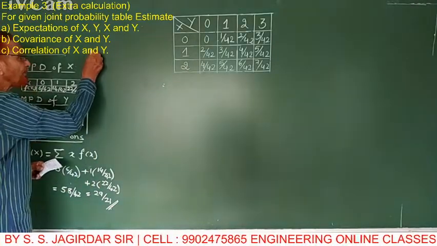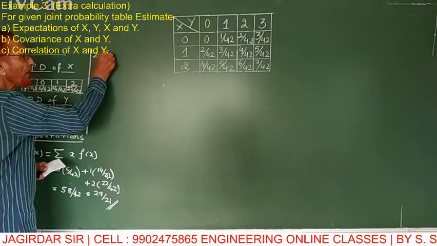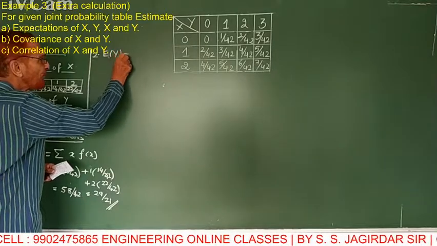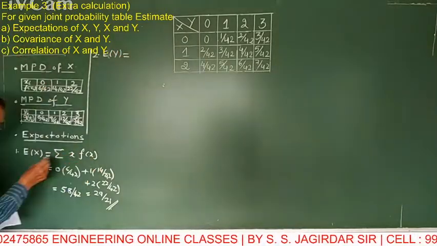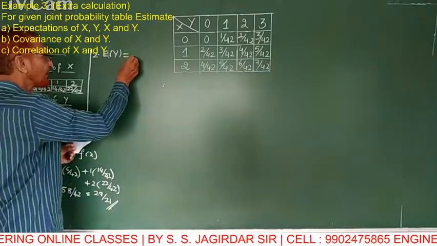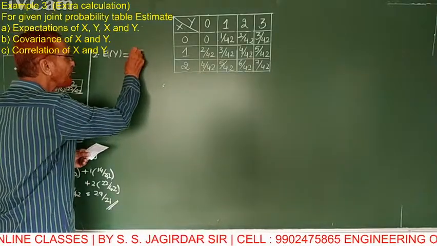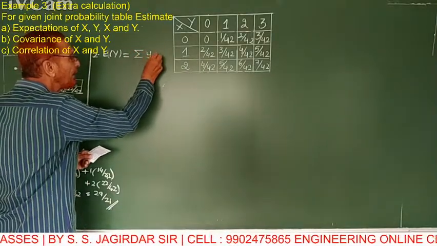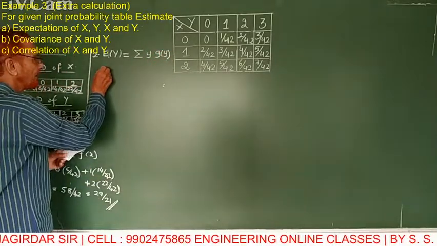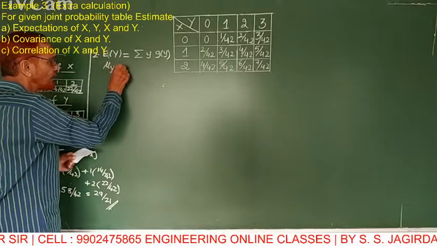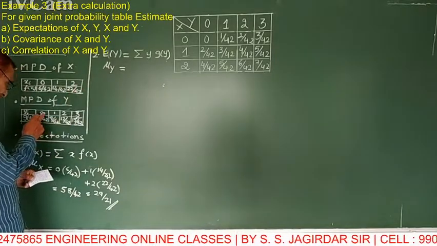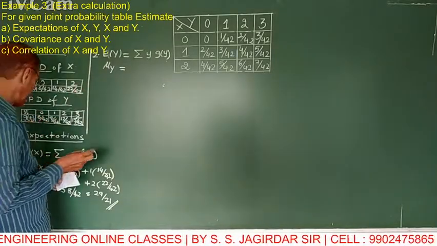Let's go for expectation of y. Expectation of y is equal to, of course, one more symbol is there, you don't forget, mu of x. This symbol also we can use. The expectation of y is equal to, the formula is sigma y into g of y. This is the formula. Okay, that is mu of y. This symbol also you can use. And what are the sigma of y into g? Y is 0 and g value is 6 upon 42.